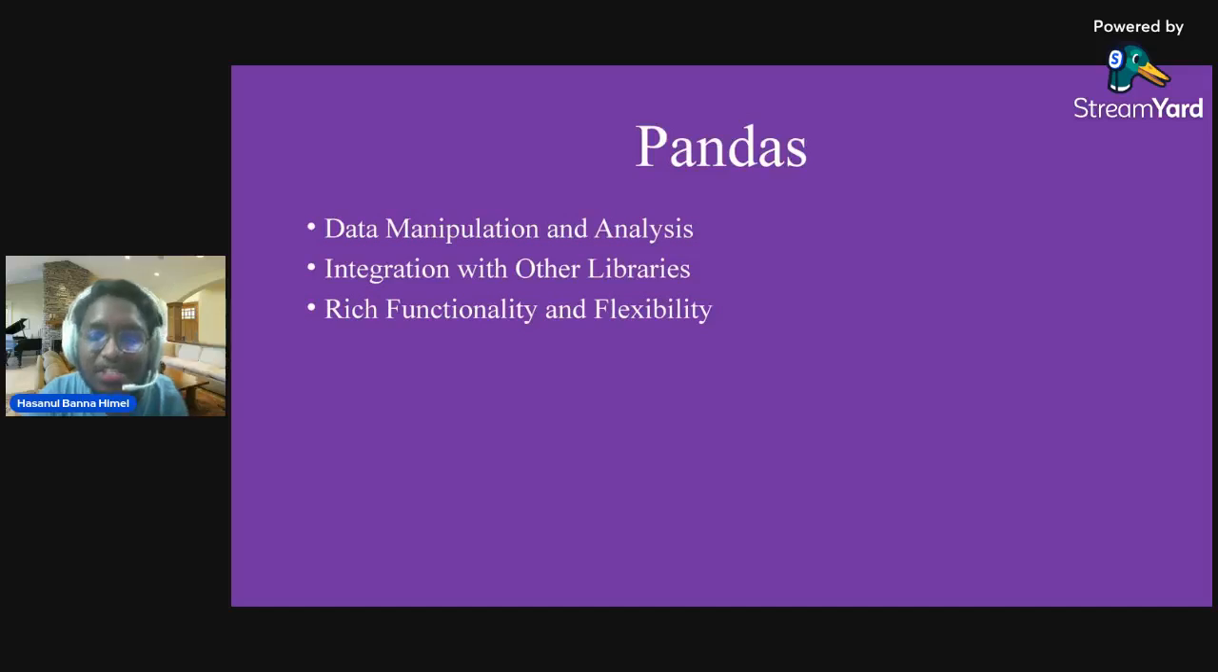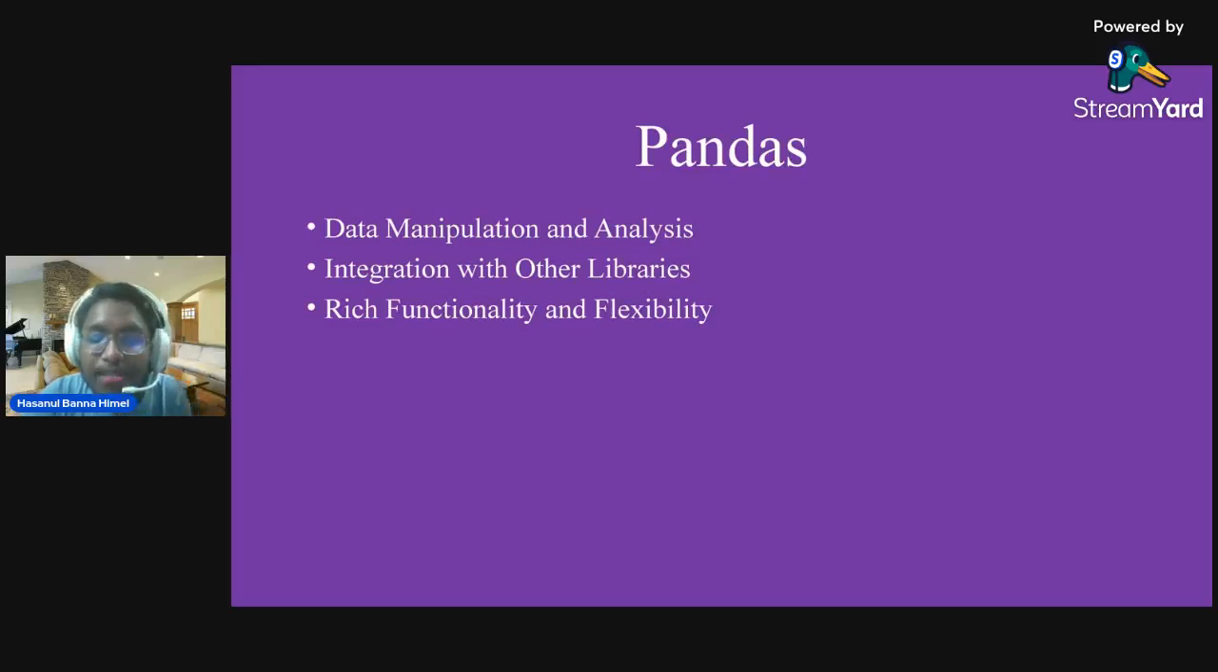It provides data structures like Series and DataFrame, which are ideal for handling structured data. When we are training machine learning models, we have many data sets with many values, so it helps us in data manipulation and analysis to solve problems more efficiently. Again, it has integration with other libraries, like NumPy, SymPy, SciPy, and many more. And finally, it has rich functionality and flexibility.